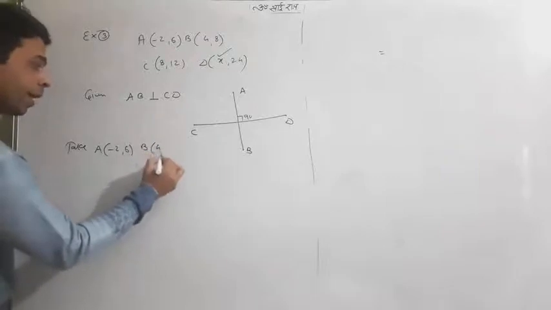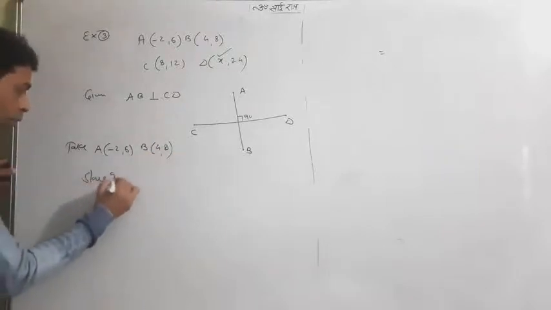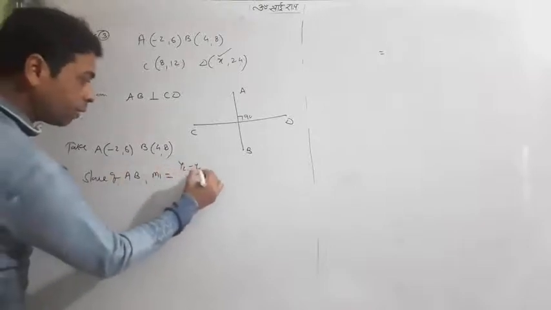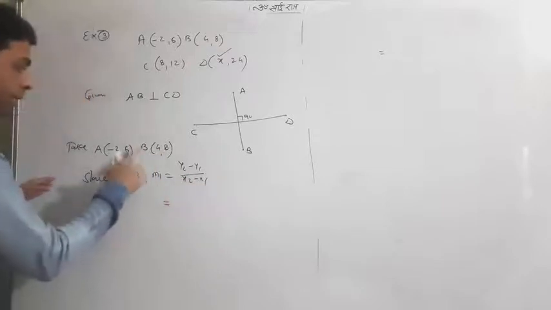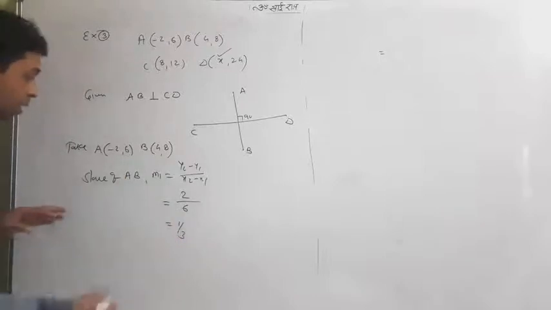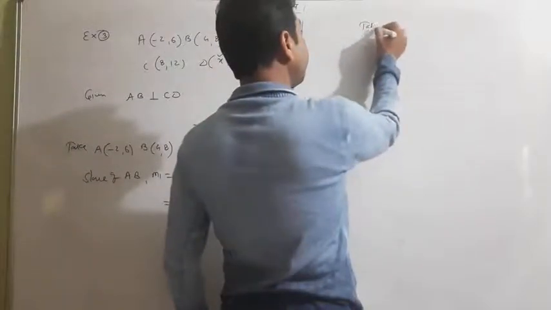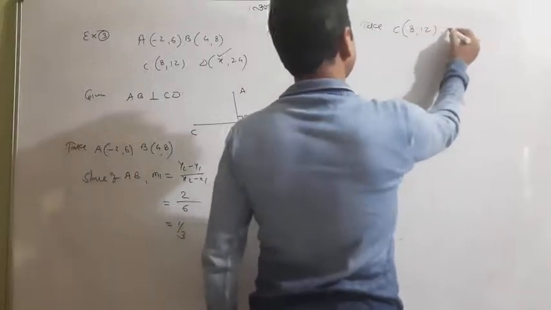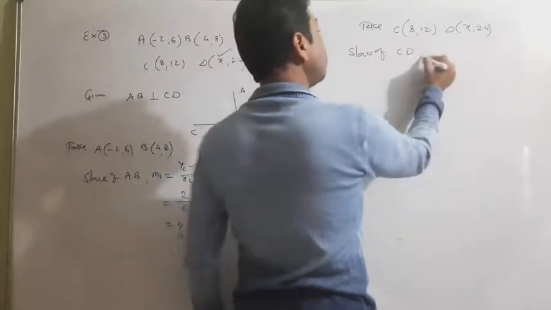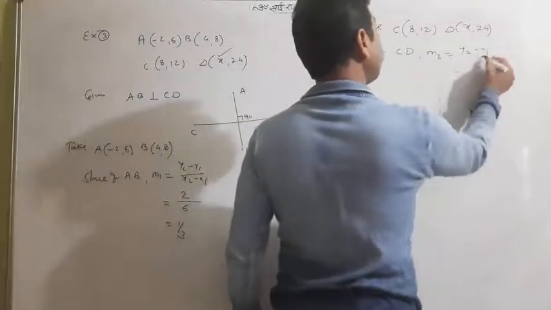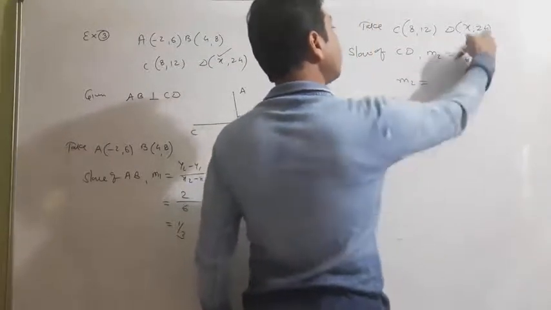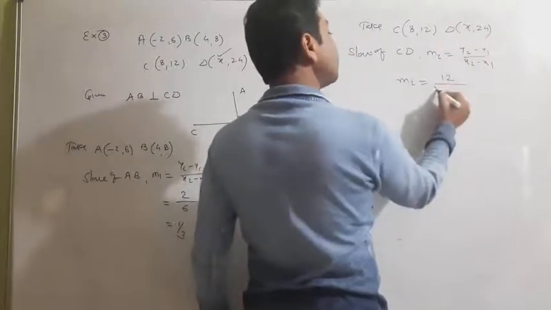First of all, I take A and B and I'll find the slope of line AB, which is m1. You know the formula? Two points formula: y2 minus y1 upon x2 minus x1. That gives 1 by 3. And the slope of taking C and D, slope of CD is m2. The formula is the same. So m2 is equal to 24 minus 12, that is 12, over x minus 8.